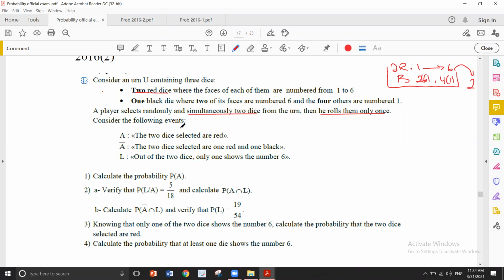Consider the events. A, the selected dice are red. A bar, the two dice selected are one red and one black. L, out of the two dice, only one shows the number 6. You understand the given, or not?